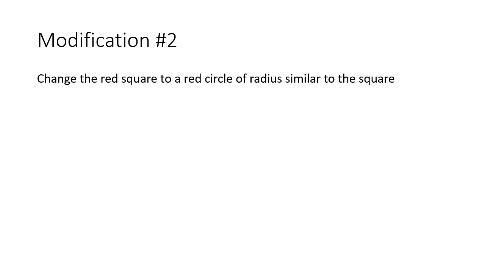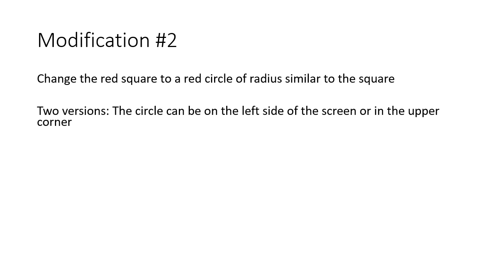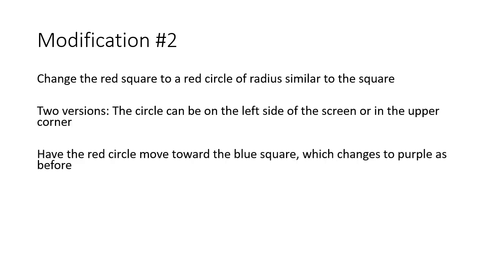Then remember that a circle, its location is given by its center rather than by the upper left-hand corner. So we want to look at this from both perspectives, this circle being on the left side of the screen where we had the red square before, or in the upper left-hand corner in the same way. So two parts. Having it on the left side of the screen moving straight across is the slightly easier version of the problem. In the corner moving down, we'll have to think about things a little bit more carefully.